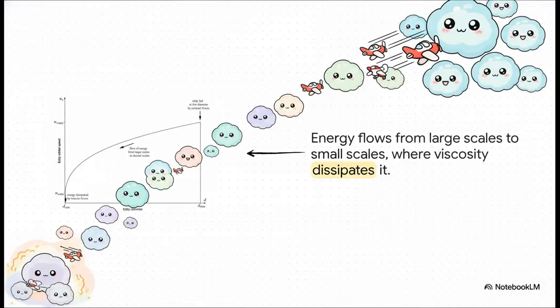This graph kind of lays it all out. See up at the top right? That's where big things like wind gusts are pumping energy into the system, creating those really big eddies. Now follow the arrow as it goes down. The energy is cascading down to smaller and smaller eddies.